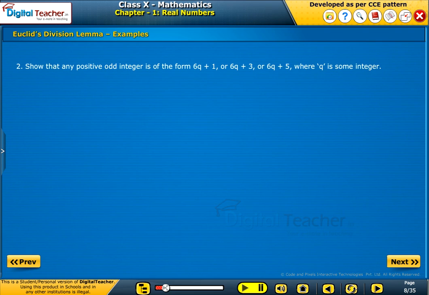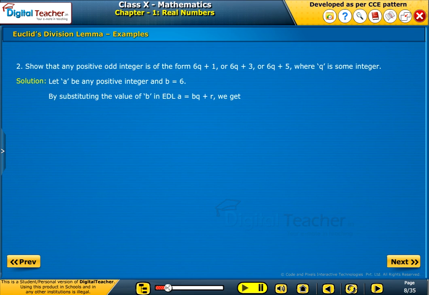2. Show that any positive odd integer is of the form 6q plus 1 or 6q plus 3 or 6q plus 5, where q is some integer. Solution. Let a be any positive integer and b equal to 6. By substituting the value of b in Euclid's division lemma, a equal to bq plus r, we get a equal to 6q plus r, where 0 is less than or equal to r less than 6.